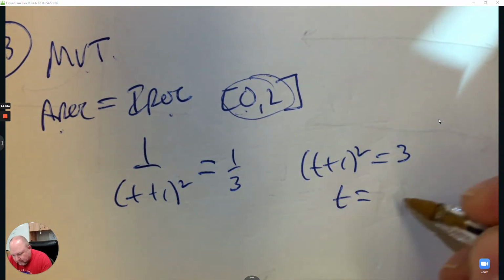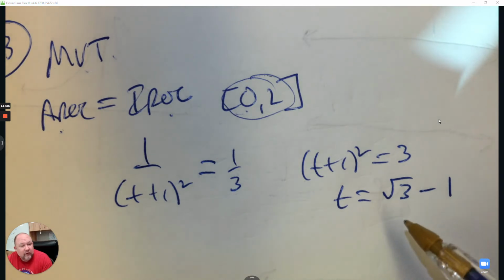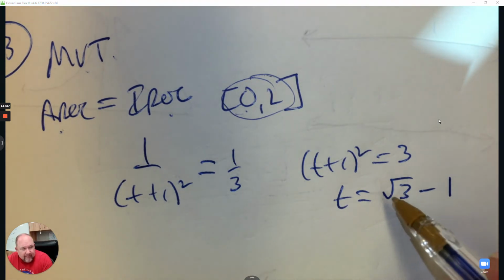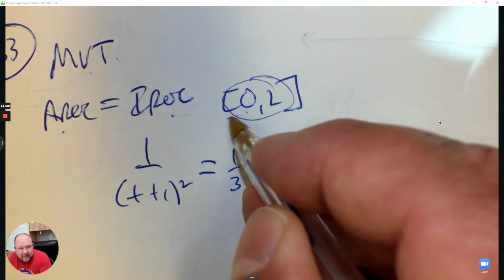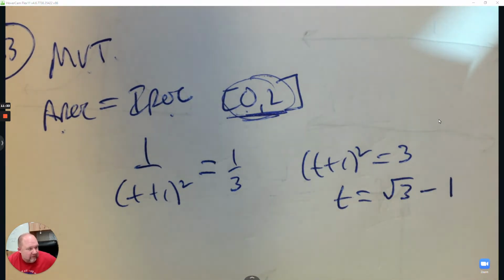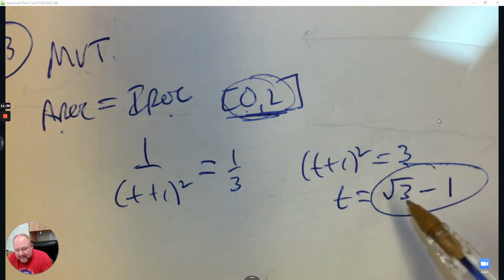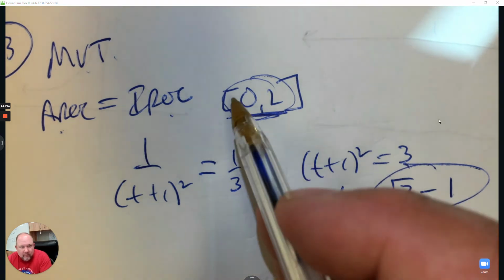So I need to square root and subtract 1. Now, the answer could be positive or negative here, but we want positive root 3 because that's between 0 and 2, not the -1. So the exact answer is root 3 subtract 1. That's what I'm looking for. At that moment, AROC equals IROC. Negative root 3 subtract 1 would not be in my interval.